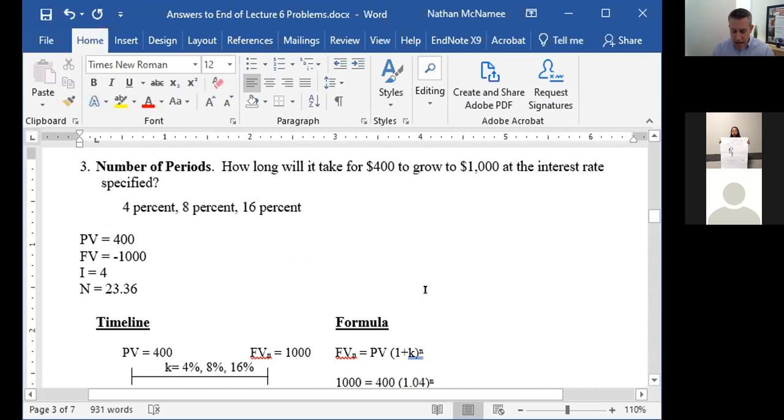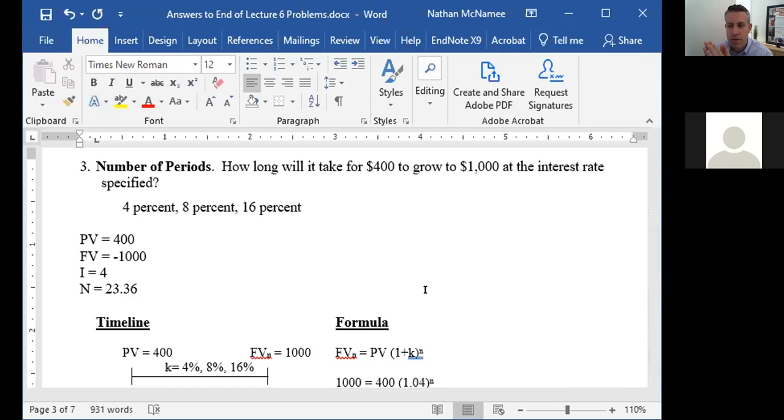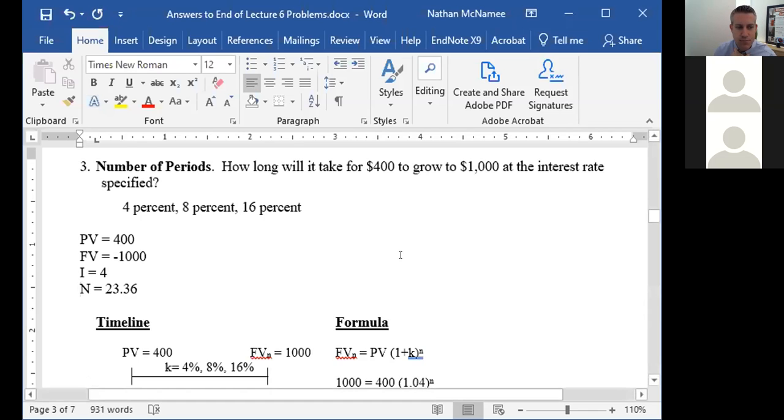Okay, so if you're only going to change one variable, like in this problem, you can leave everything else the same and just change that one variable and compute it again. So that's nice. It saves you time on calculating. Okay, any questions on that?